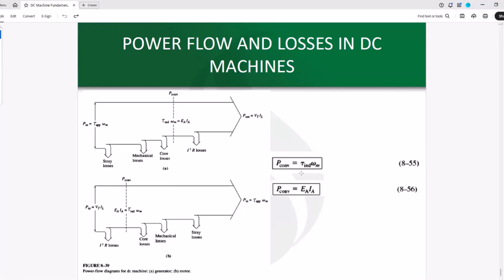So P converted can be described both as tau induced times omega m, where tau induced is the electromagnetic torque induced and omega m is the rotational speed of the machine, or can also be described through EA times IA. EA is the voltage induced on the windings of the machine, or what we call the internal voltage in the machine, and IA is the armature current. So keep that in mind.